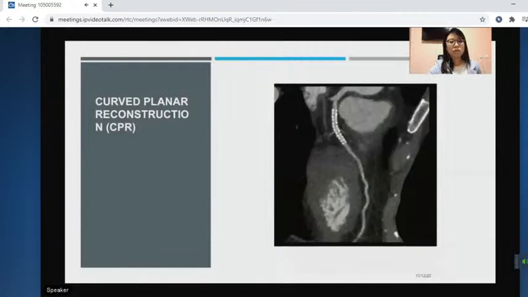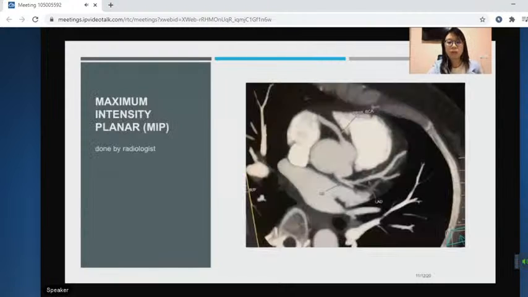Secondly, we can do curved planar reconstructions. This is mainly to see the lumens, whether there is any plaque inside, whether there are stents, whether there is restenosis, and to see if further reconstruction is needed. If it's needed, then you need to do MIP. MIP is mainly done by our cardiologists or radiologists to see the extensions of the vessels and the relationship between the 3 vessels. And sometimes you have accessory vessels as well.